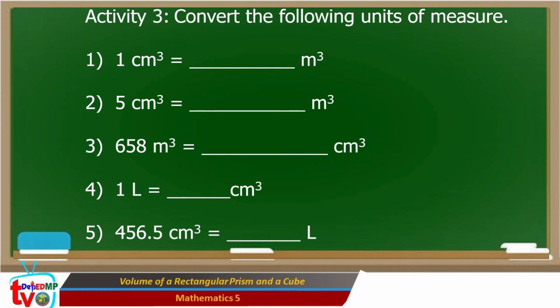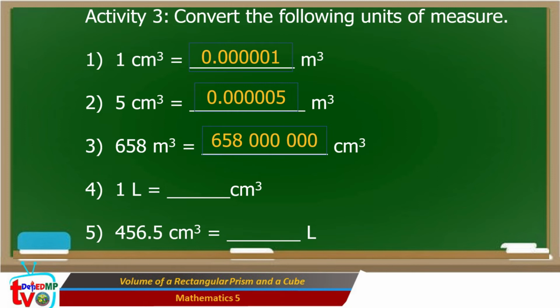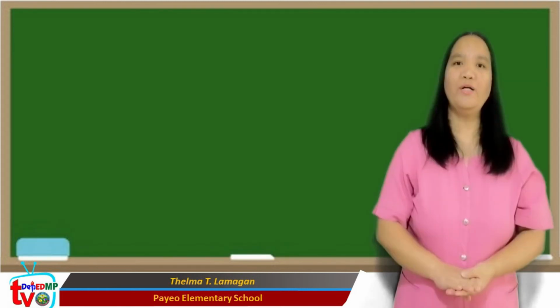Check your answers. Number 1, 1 millionth cubic meter. 2, 5 millionths cubic meter. 3, 658 million cubic centimeters. 4, 1,000 cubic centimeters. 5, 4,565 ten-thousandths liter. Very good!